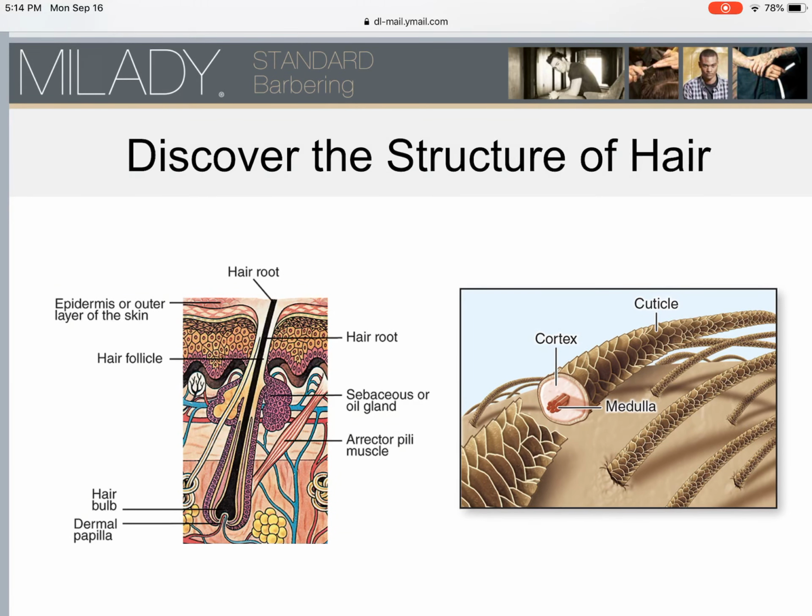This is the structure of the hair. To the left, you can see the terms we discussed earlier. To the right, you can see the three layers of the hair shaft. Please study and govern yourself accordingly.